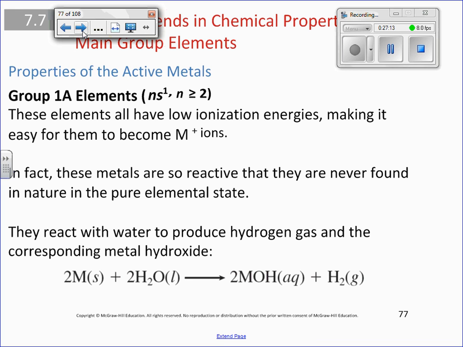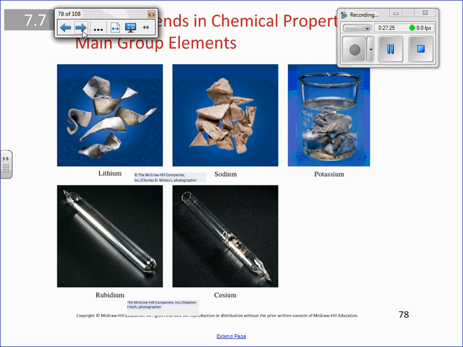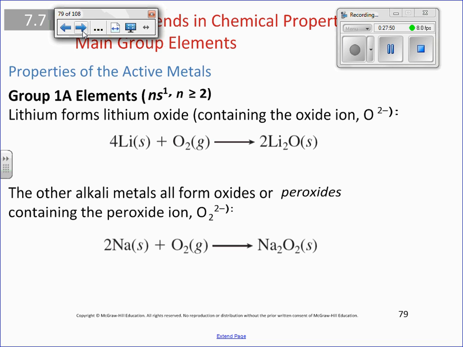How's that doing? So there's lithium, sodium. Sodium is usually kept under mineral oil because it reacts with moisture in the air and gives sodium oxide really easily. Potassium is always kept under mineral oil. It'll start on fire just pulling it out. And rubidium and cesium are kept in sealed tubes. Lithium forms lithium oxides. The other ones will form oxides or peroxides. Potassium, rubidium, and cesium also form what are called superoxides.